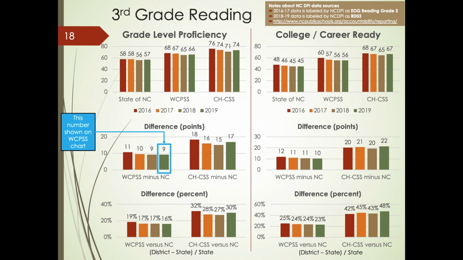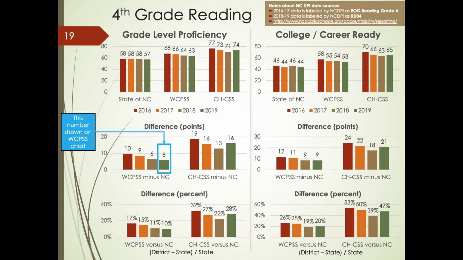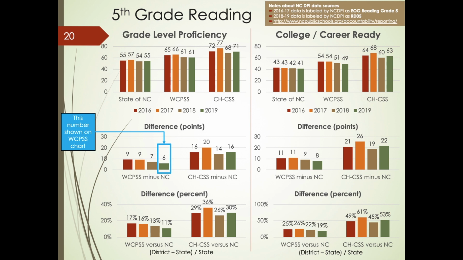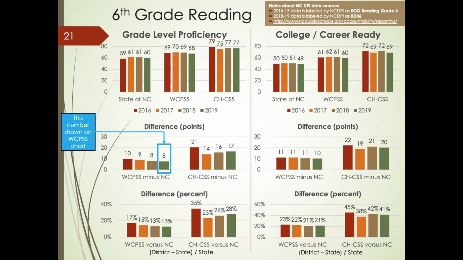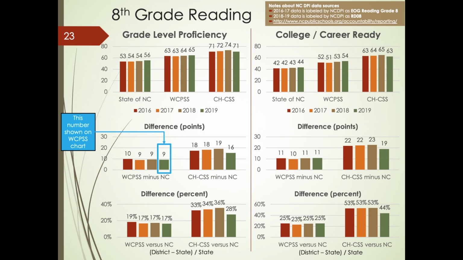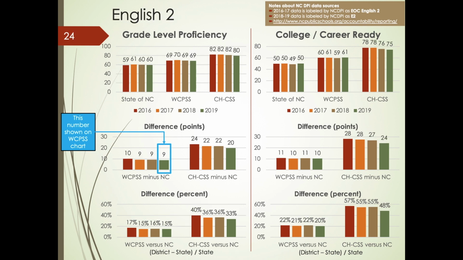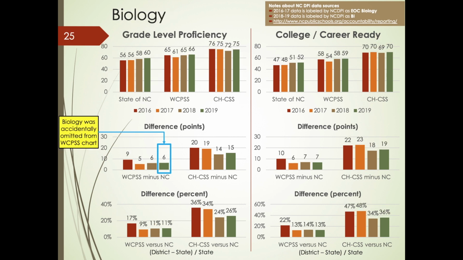Now we're switching over to reading, 3rd grade reading. We're matching there, matching there, we match there, and there, and there, and there. So this is all good that we're matching. I'm glad to see I can find and tie out to the Wake County chart number. Now, biology was accidentally omitted from the Wake County chart. Honest mistake, but I did call it out here. I wanted to make sure we cover it. But that delta there for 2019 is 6.